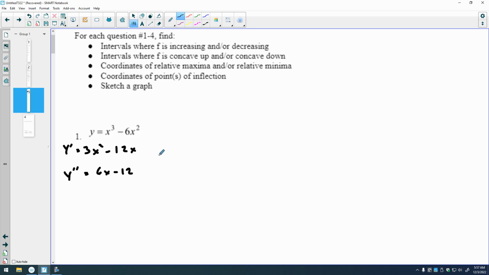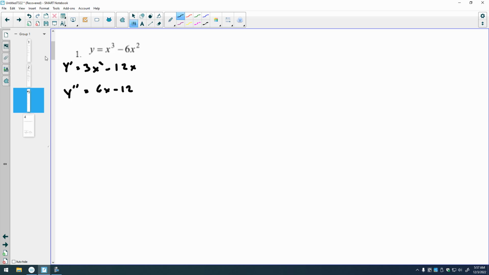Okay? All right, increasing, decreasing. We need to know where this thing is positive and negative. So we need to know where it's 0, because that's where it's going to switch from positive to negative. And then we're going to check each side of that. So I'm going to go 0 equals 3x squared minus 12x. Factor out a 3x. And I get x minus 4. Okay, where's 3x equal to 0? And where's x minus 4 equal to 0?